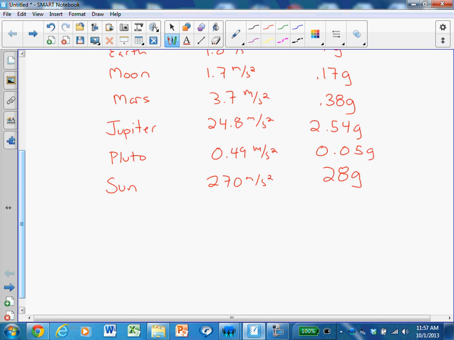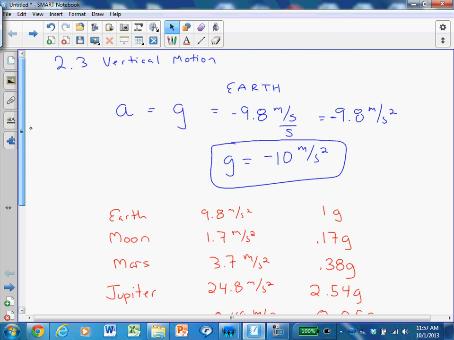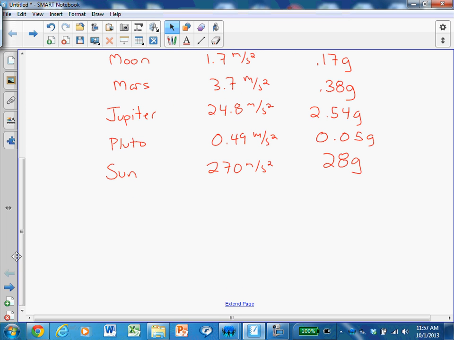Okay, so we use the same really good chart for problems. It's just that now we are doing problems with the acceleration being minus 10 due to gravity.